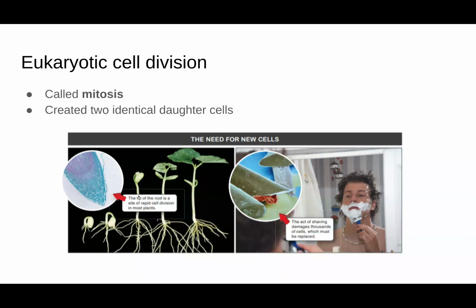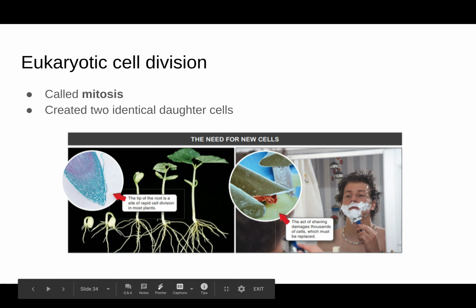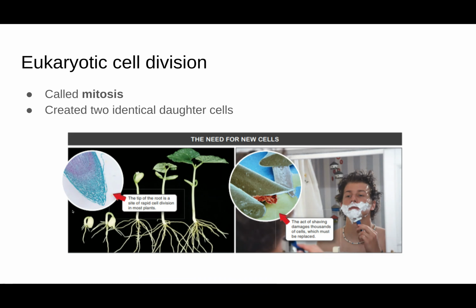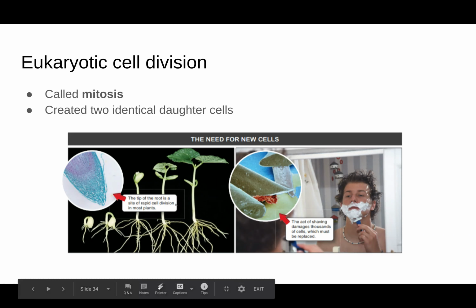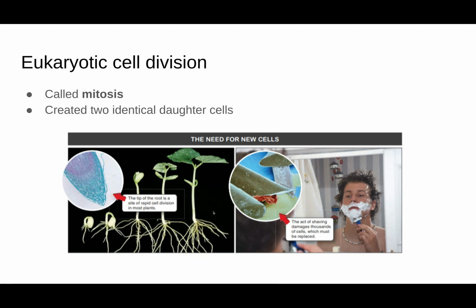Now, conversely, if I need to make new cells because I'm trying to grow, so in the case here we have a plant root or a plant stem trying to grow, I need mitosis to take my existing plant cells and make copies of them so that I can physically grow. And so mitosis does both things. It takes small numbers of cells and makes large numbers of cells, or mitosis can repair things.